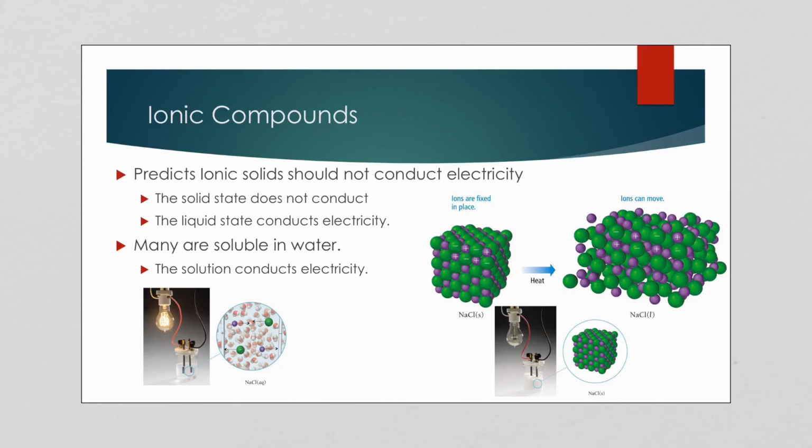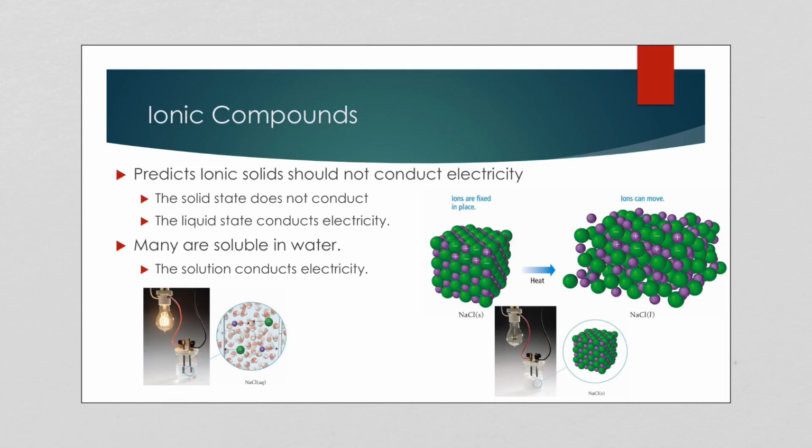Now, another thing that these ideas can tell us is that ionic solids should not conduct electricity, because the ions are fixed in place. And if the ions are fixed in place, then we don't have any way to move the charges around. The charges have to be mobile in order to conduct electricity. So we would predict that the solid state should not conduct electricity, but the liquid state should.